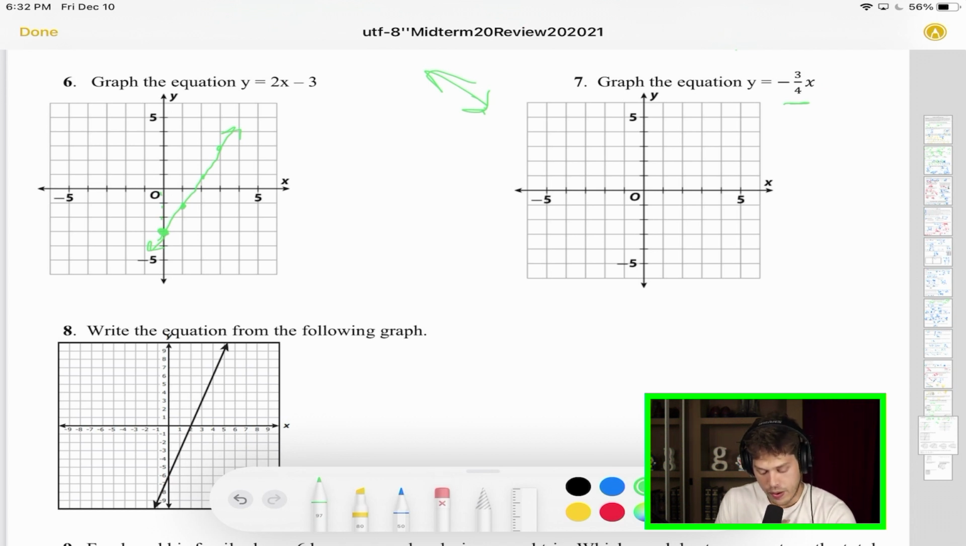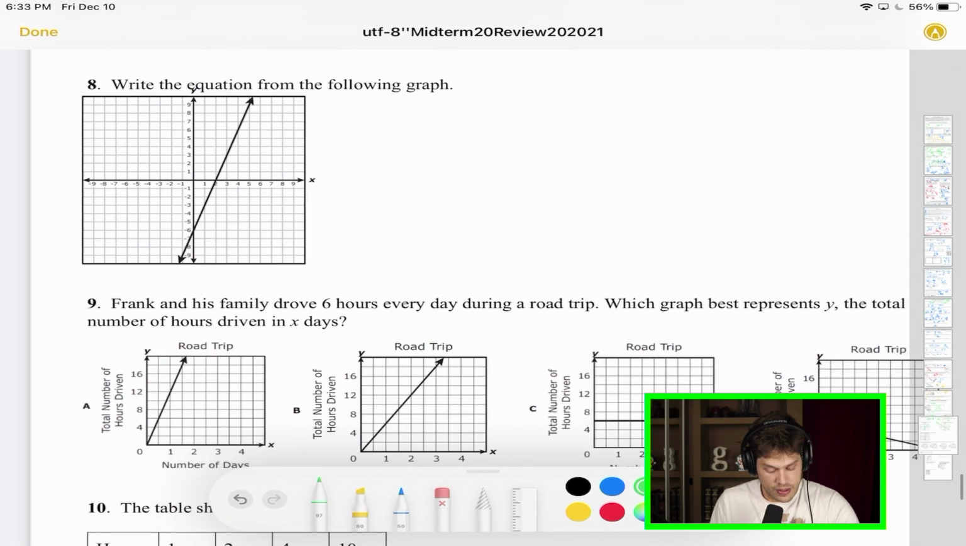So again, we don't have a y-intercept. This is like a plus 0. So we're going to cross the origin. And then we have a rise 3, run 4. 1, 2, 3. 1, 2, 3, 4. Okay. So just rise over run. We're just counting 3, 4. So this is a slope of negative 3/4.